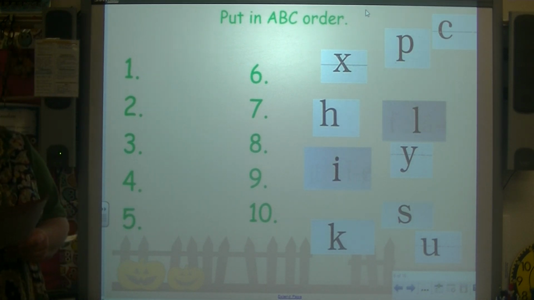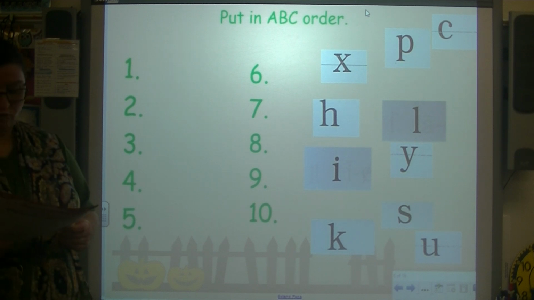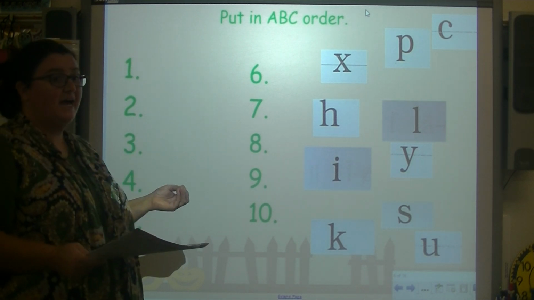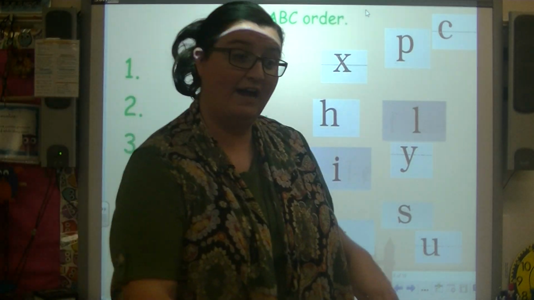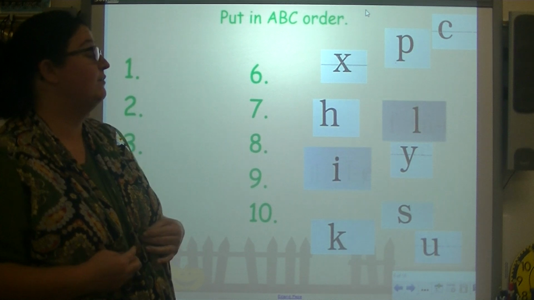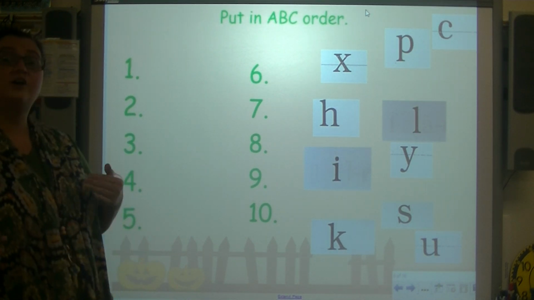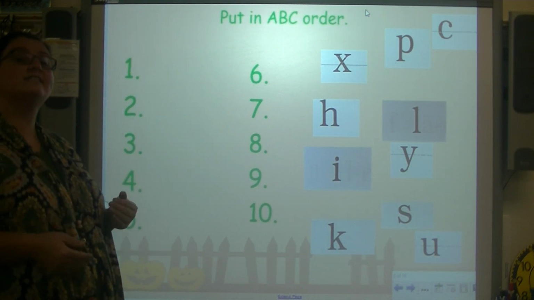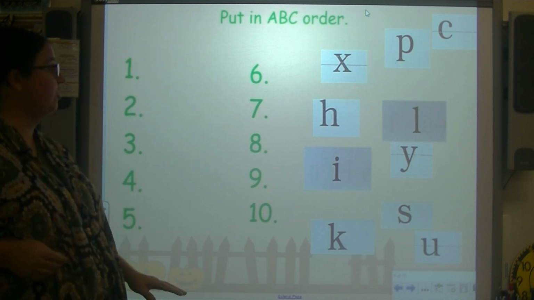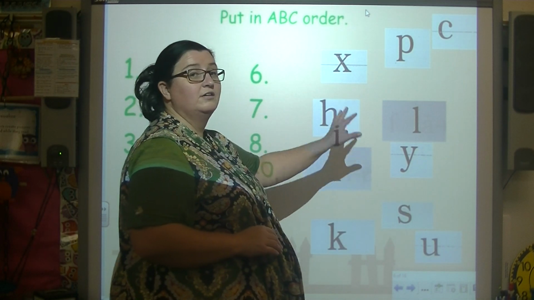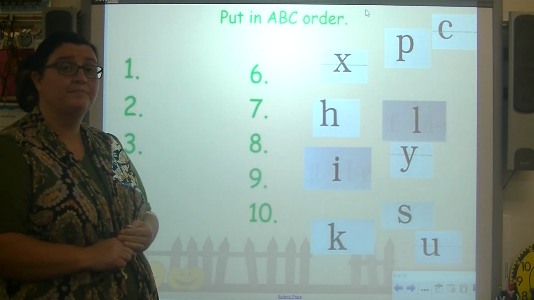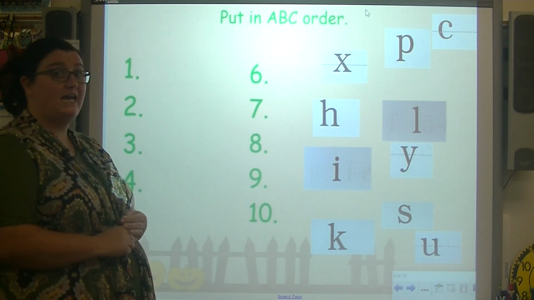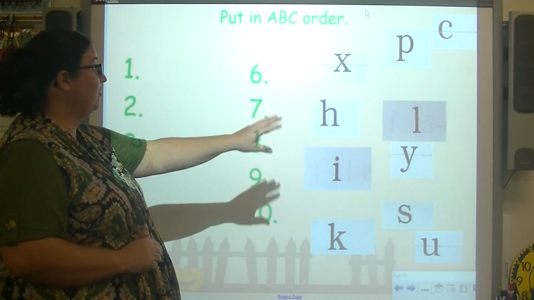Now you'll put the letters in ABC order by asking yourself, do you have the first letter in the alphabet? If you do, it will go first. If you don't, you'll go to the next letter and the next letter until you put them in ABC order. So let's look at your alphabet tiles. What's the first letter in the alphabet? It is A. Do we have the letter A?